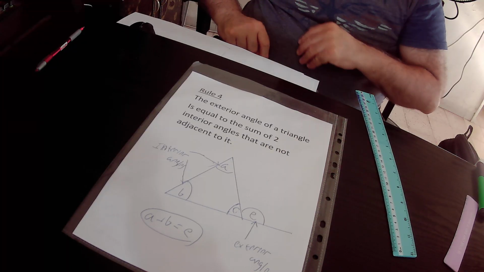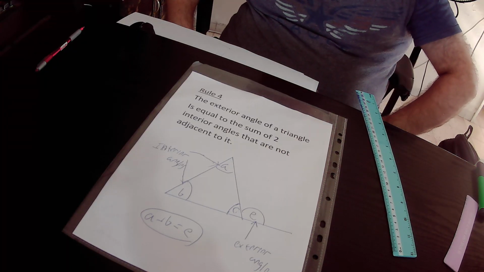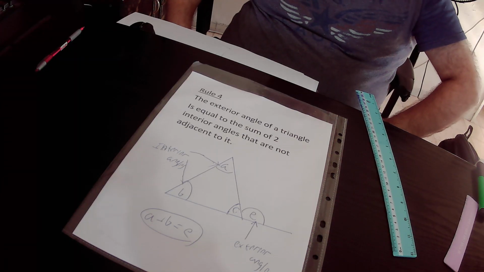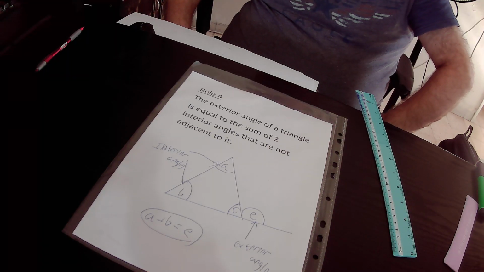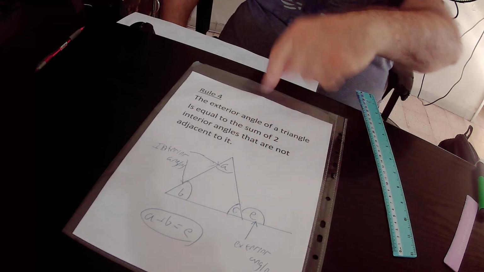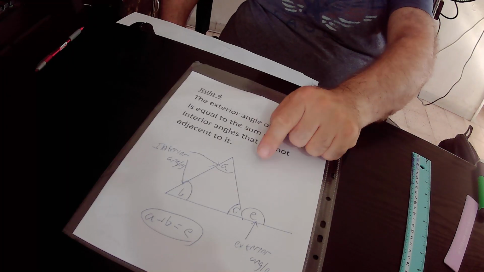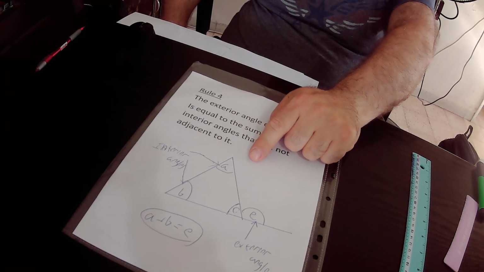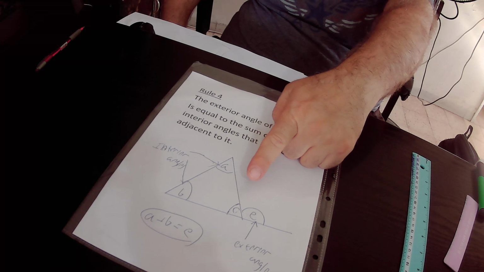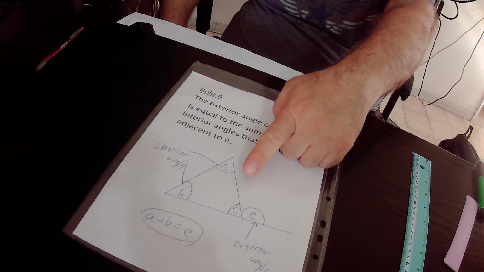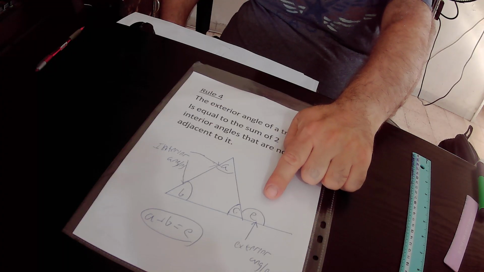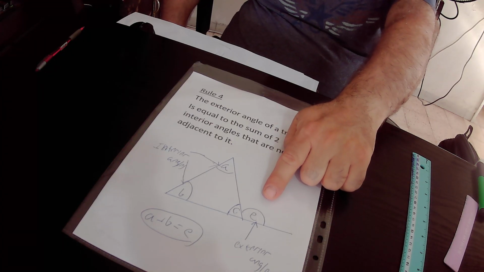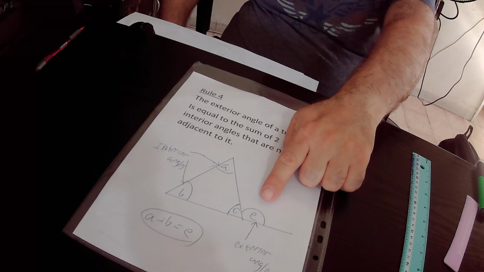According to rule 4, the exterior angle of a triangle is equal to the sum of the two interior angles that are not adjacent to it. So in the drawing we have a triangle. Inside this triangle we have three interior angles, A, B, and C. They are all the interior angles of this triangle ABC. And this is angle E. It is defined as an exterior angle of this triangle.